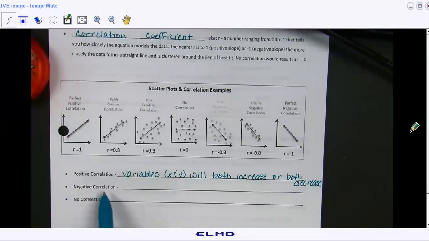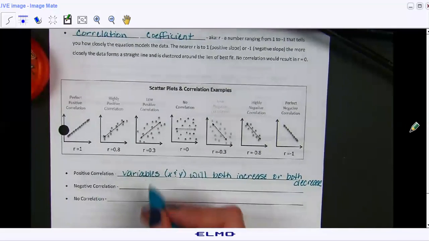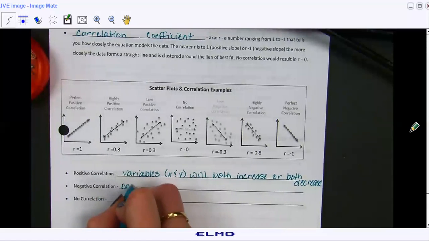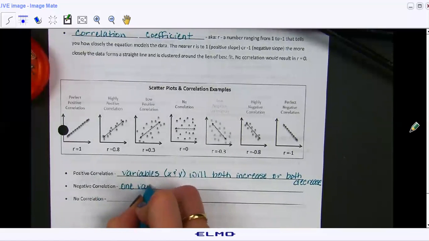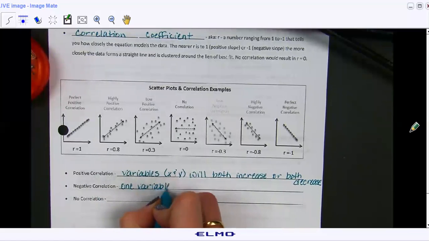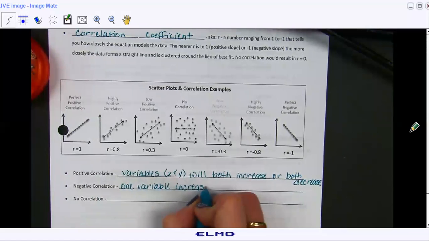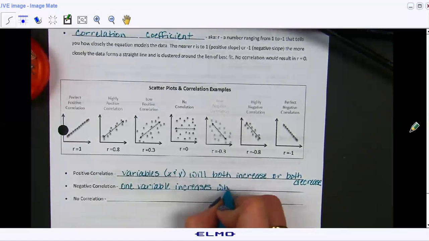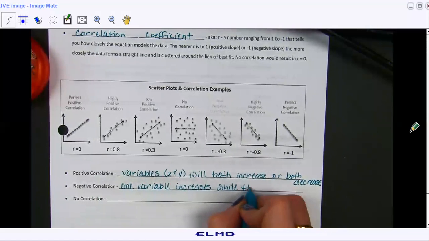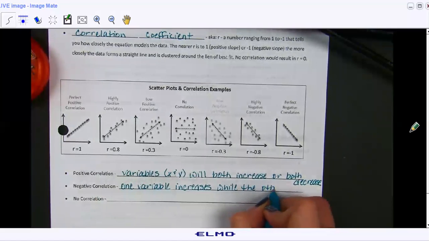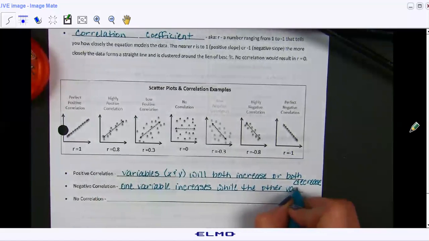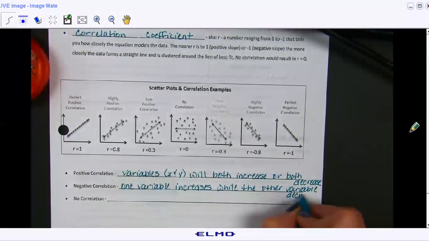Okay, a negative correlation, one variable increases while the other variable decreases.